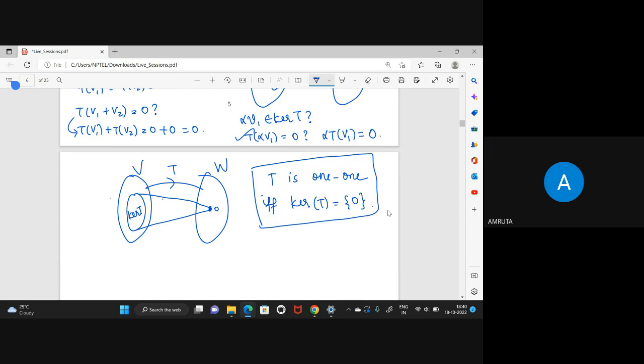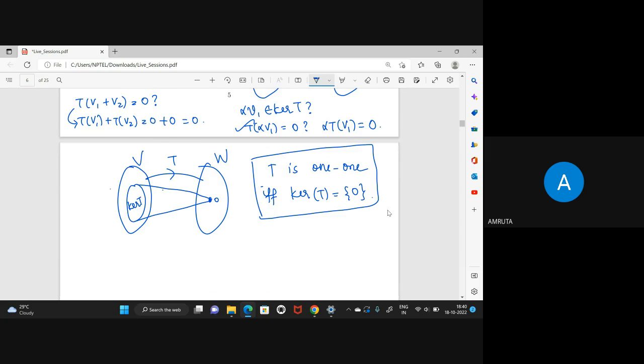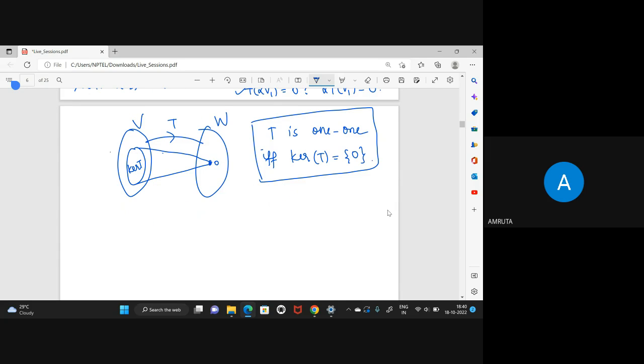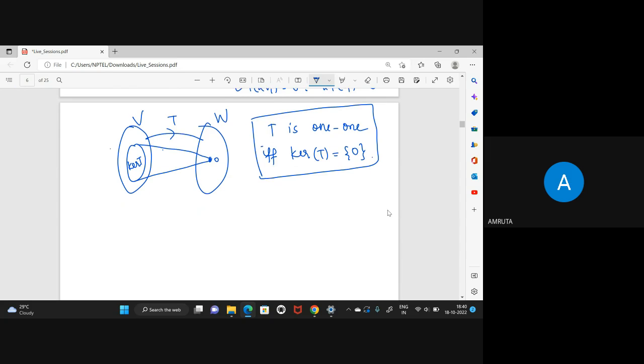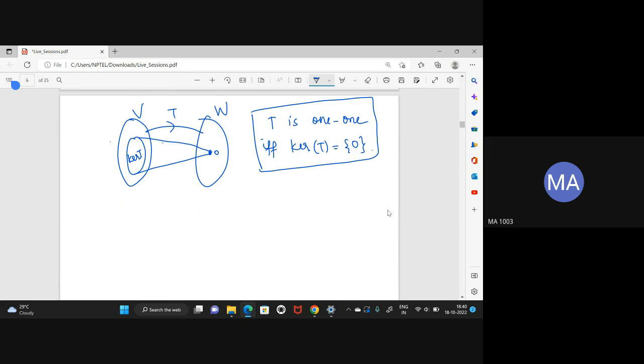When you say that we know the pre-image, does that mean we know what is coming back as a pre-image to the kernel and what exactly the function is? No. I know one pre-image of the 0 vector. Can you give me one pre-image of the 0 vector? 0. Yes, ma'am, 0 only. 0 comes from 0. Okay, T of 0 is 0.